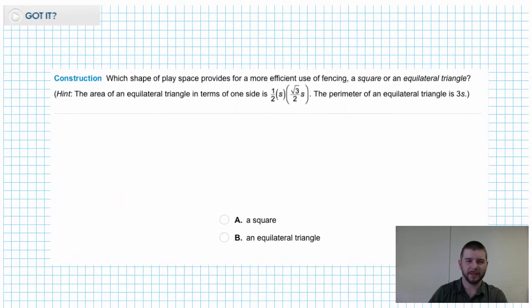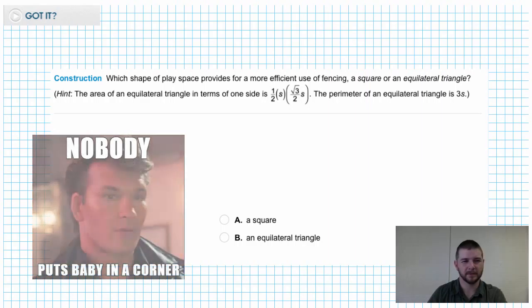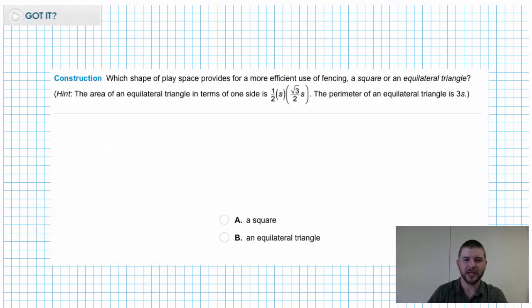And that moment you've been waiting for, the chance to show that you've got it. Remember, circular fences. Babies don't get stuck in corners. Construction problem. Which shape of play space, sounds familiar, provides for a more efficient use of fencing? A square or an equilateral triangle?